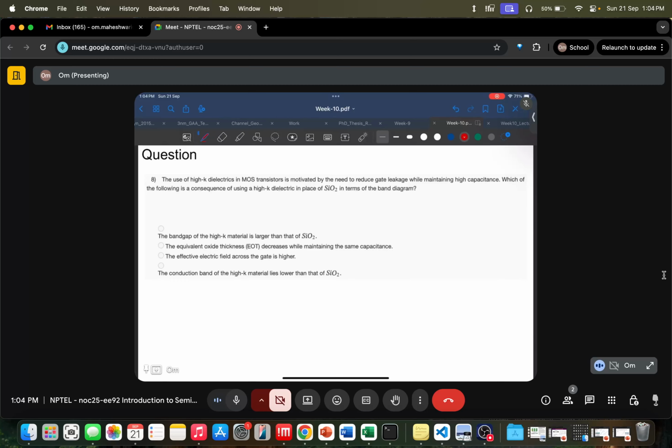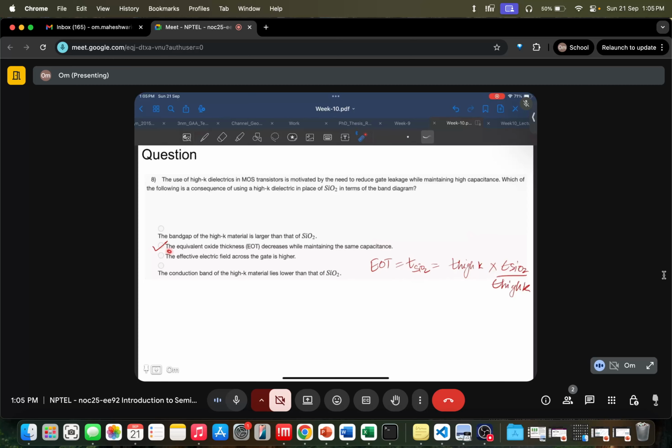So again, a very simple question. The answer is the equivalent oxide thickness decreases while maintaining the same capacitance. So what it means is, EOT is simply how much would be the thickness of SiO2. It will be T high-K into epsilon SiO2 by epsilon high-K. So even though your physical thickness is higher, the equivalent oxide thickness is lower for the same capacitance.